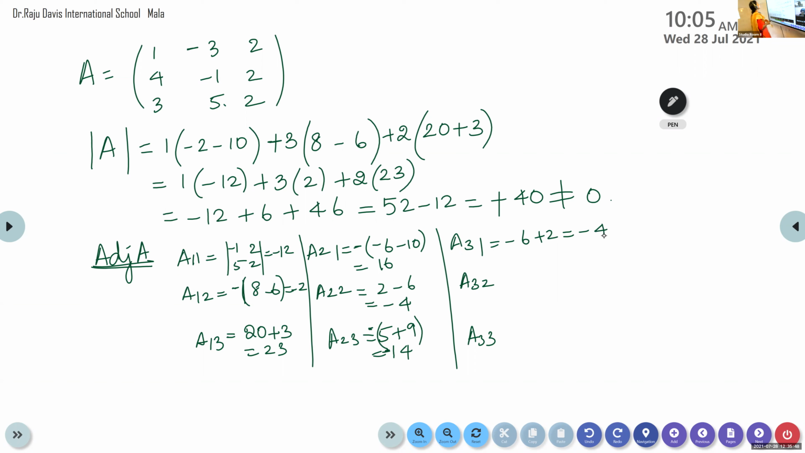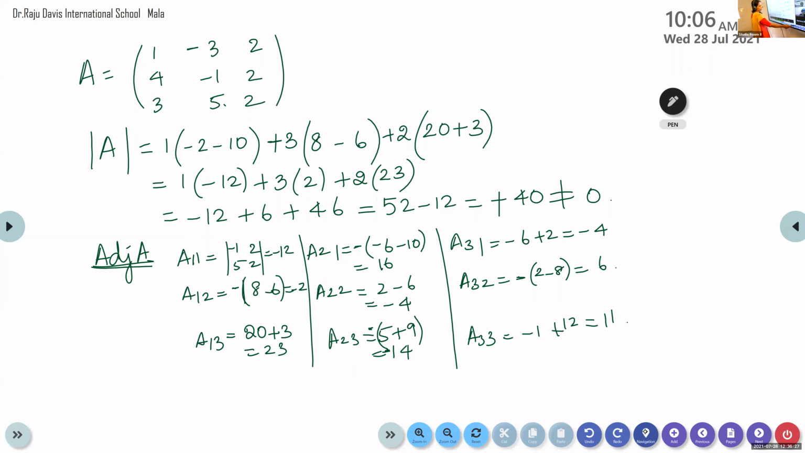A32, if we leave this, it is minus. If you leave this, what you will get? 2 minus 8. So it is minus 6, you will get plus 6. Then A33, it is positive. Minus 1 minus of minus plus 12. So we will get 11. Is it okay? After writing this, you write down what is adj.